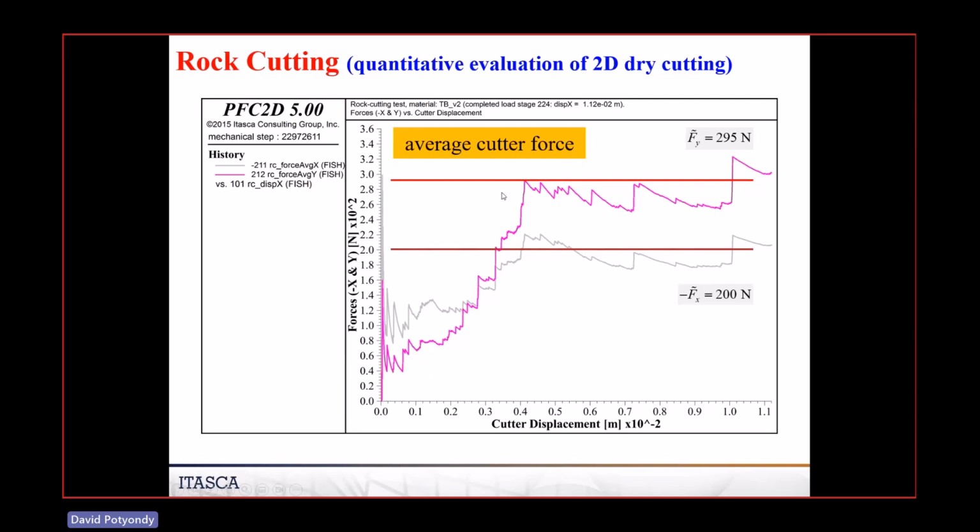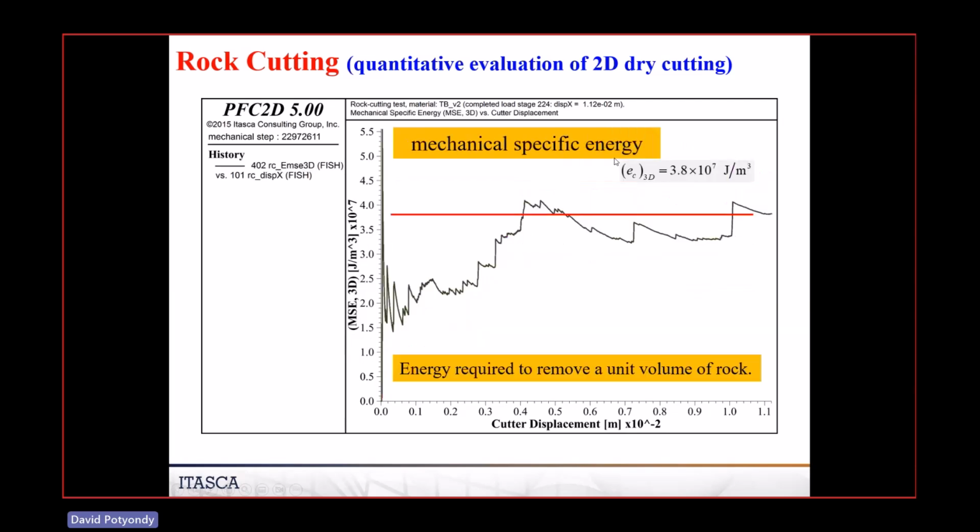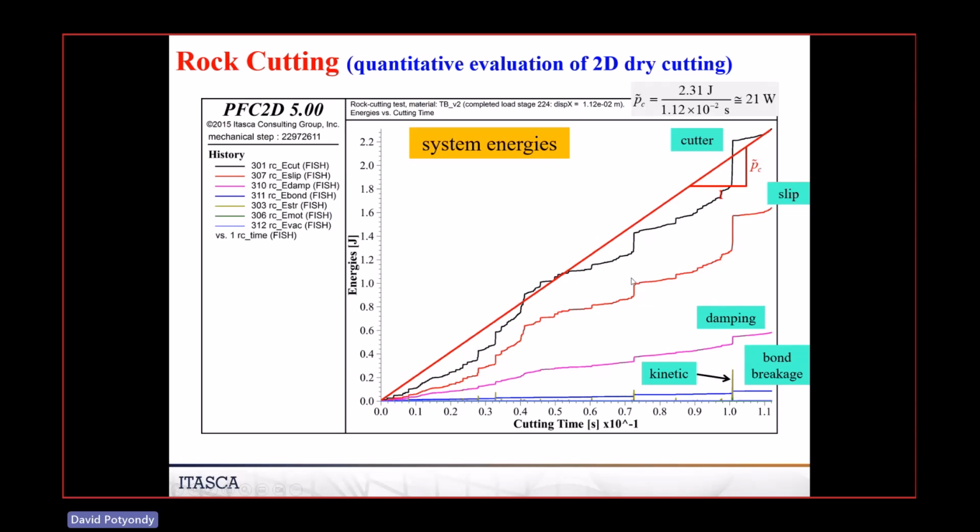Okay? We can take a running average of those forces to come up with what we'll call the average cutting force. And then we can basically integrate that force through the distance to come up with the energy to remove a unit volume of rock. And we basically only do enough displacement till we reach a steady state. Okay. We can also monitor all of the energy sinks in the entire system because we have a model. And so let's just talk about this a little bit.